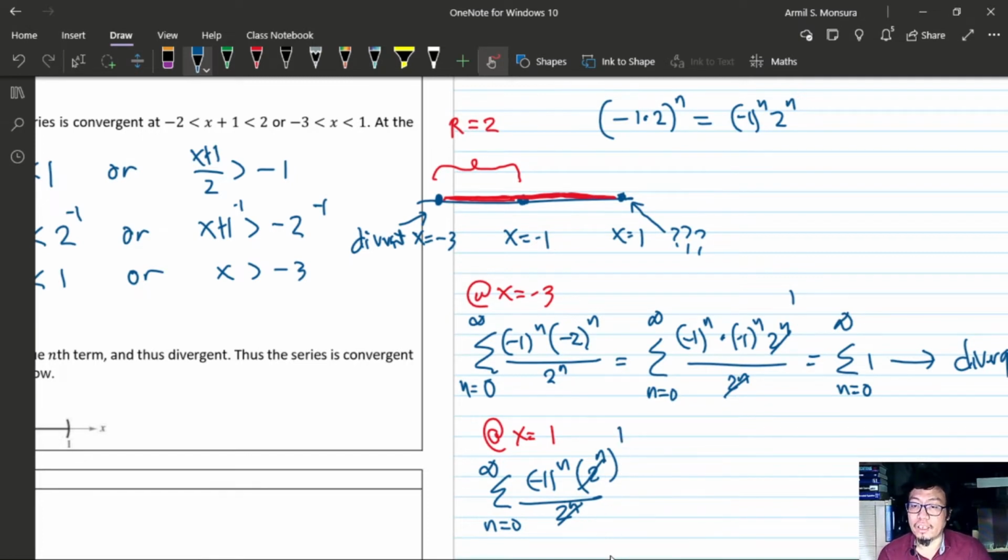So what is left is the summation of negative 1 raised to n for n equals 0 up to infinity, which we know also to diverge, because that's simply 1, -1, 1, -1. This is an alternating series.